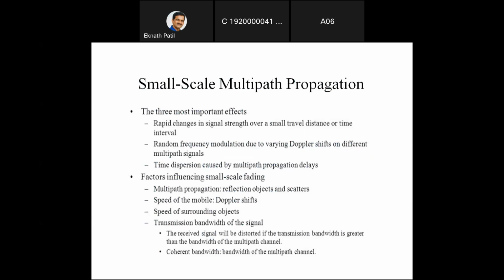We are moving at that time, it may happen, and that is nothing but the rapid changes: random frequency modulation due to varying Doppler shifts. Different multipath signals are there. In case of the frequency modulation, frequencies are changing, and every object in the path has different properties, and that's why the different multipath signals will be there. So time dispersion caused by the multipath propagation delays.